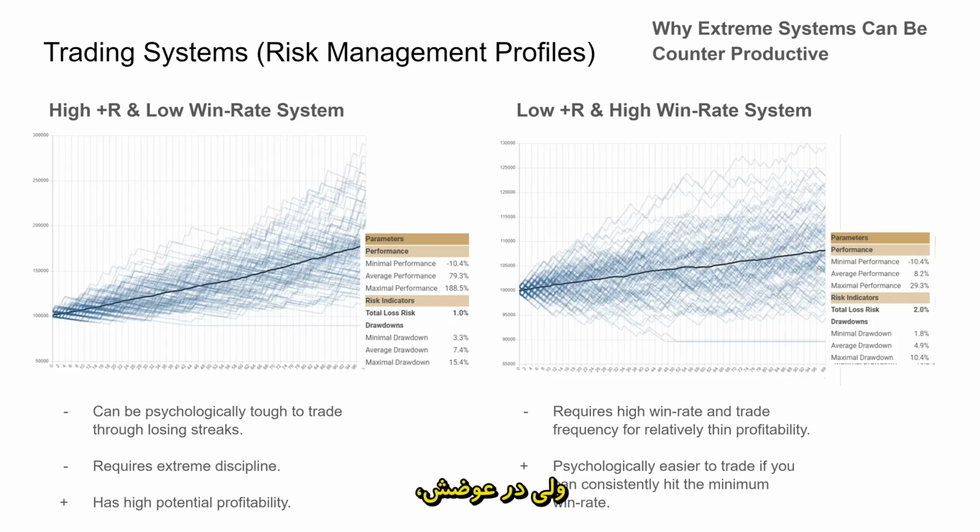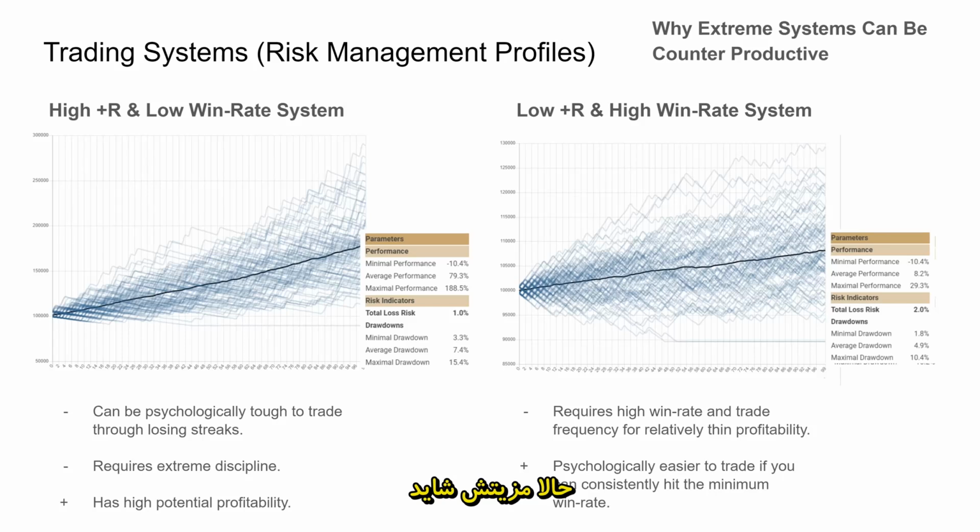On the flip side, a low R, high win rate system. Again, this is representative of a retail type system, and there's nothing wrong with it. Our average performance, 8.2%. Okay, not bad. If you're trading a huge account, I don't see a problem with that, honestly. It requires a high win rate to trade, and a high trade frequency for relatively thin profitability, right? And I'm comparing this to a more balanced system, like the one I'm trading, or the one I think a lot of you guys trade in the Phantom community.